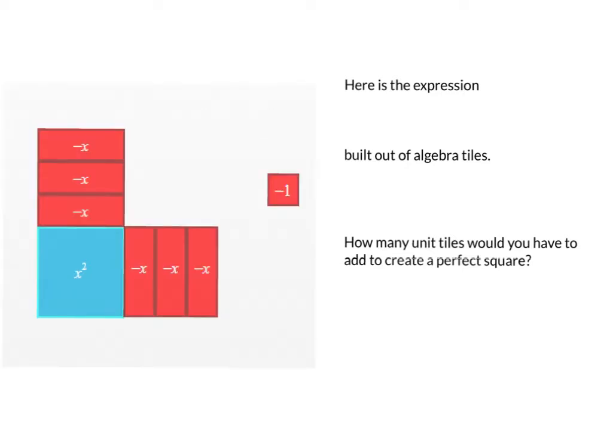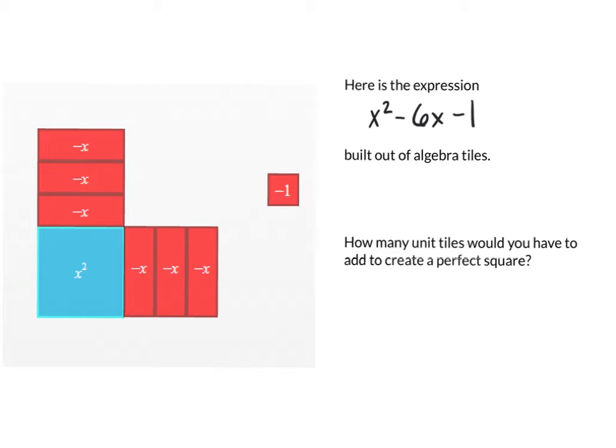What if we have negative unit tiles? So this is the expression x squared minus 6x minus 1 built out of algebra tiles. How many unit tiles would you have to add to create a perfect square? Note, you must add enough unit tiles to complete your square and cancel out any negative unit tiles from the original expression. So here we go.